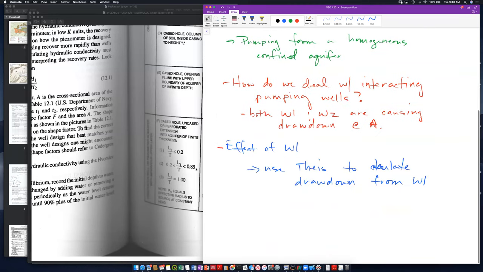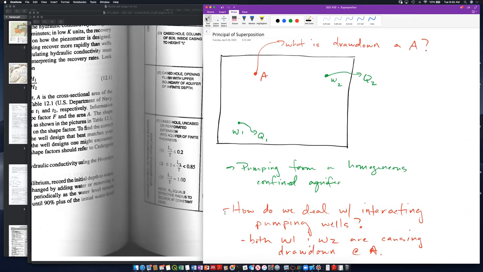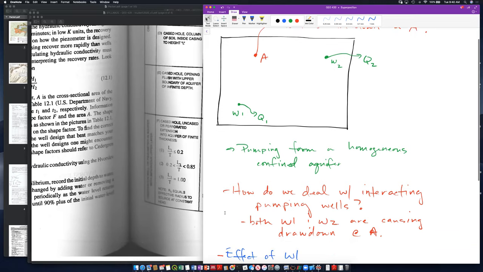So this idea brings up this really important point. Mark is on the right track. We have to figure out how to estimate the individual effects and then figure out how they would sum up.